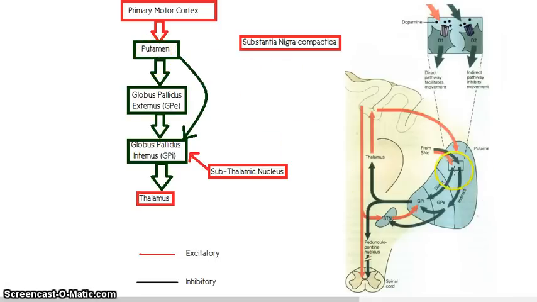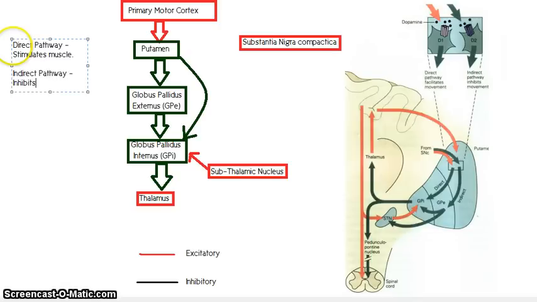Let's start by talking about our two pathways, the direct pathway and the indirect pathway. The first thing we need to note is that the direct pathway stimulates muscle movement, and the indirect pathway inhibits muscle movement. Let's see how this occurs. Let's start at the putamen. We'll touch back on the primary motor cortex and the substantia nigra after, but let's start with the putamen.